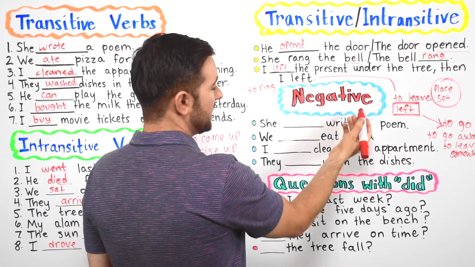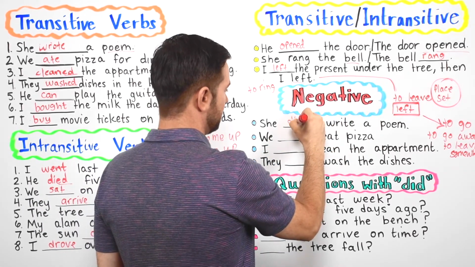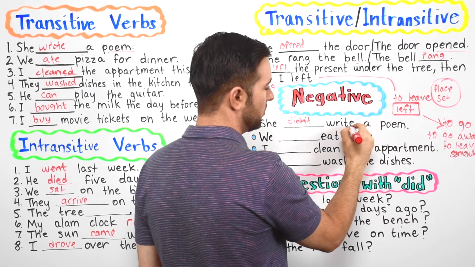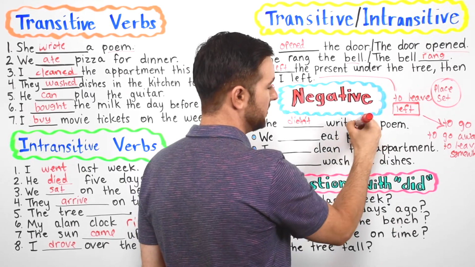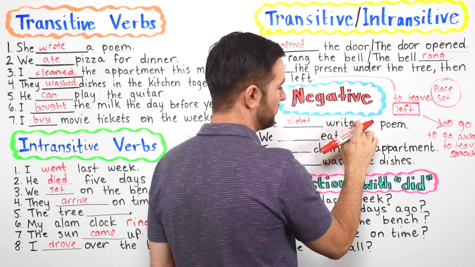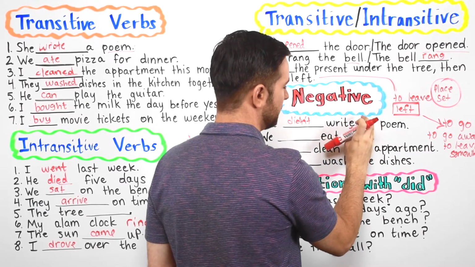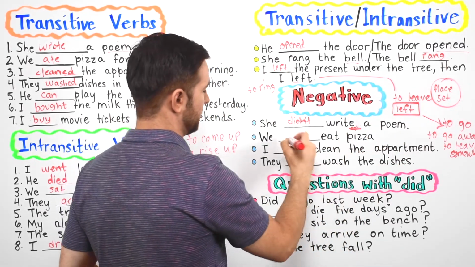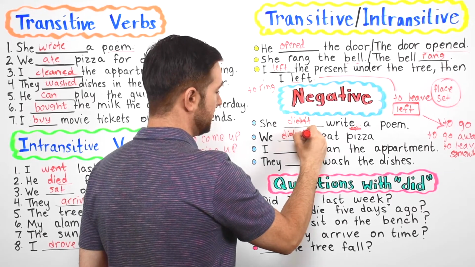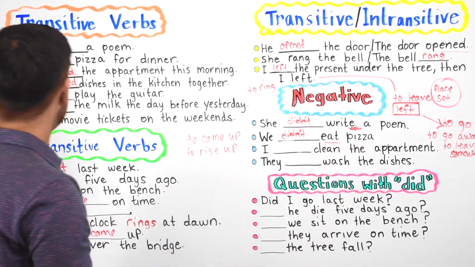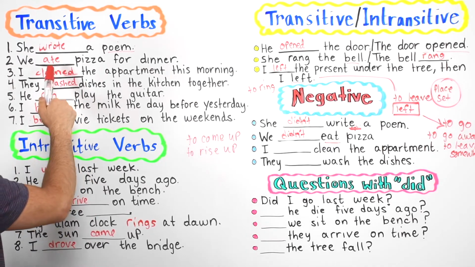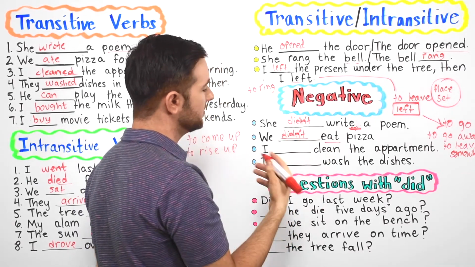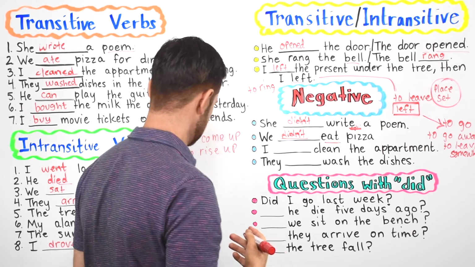Now, what we're going to do with the negative form is we put the word didn't. She didn't write a poem. Notice that when we have the negative form, we do not have ed. We just have write. We don't have righted or wrote, because the past tense of write is wrote. There is no ed. We blank eat pizza. We didn't eat pizza. Notice here we have eat and we don't have ate. Ate is in the past tense, but here we have the present tense, but this right here in the negative form, didn't, is in the past tense. So that's what it represents.